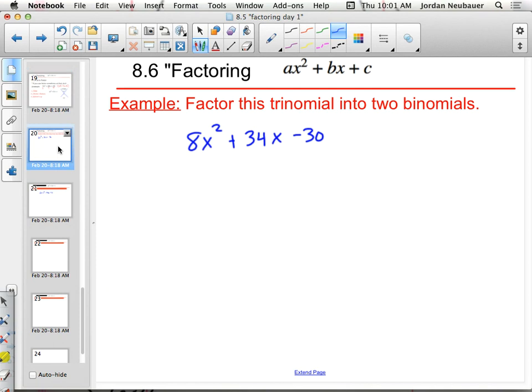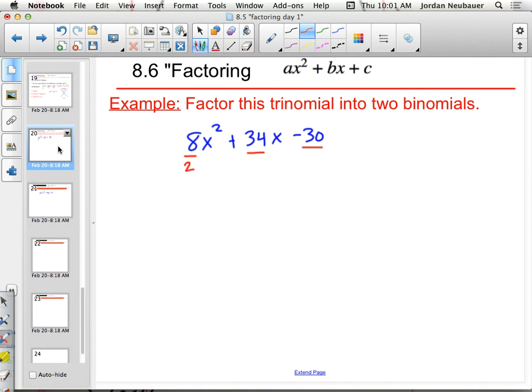So example number 1, factor this trinomial into 2 binomials. Think to yourselves, our coefficients, which is the number in front of the variable, are 8, 34, and 30. Since each of them are even numbers, I know that 2 must go in there. The other option that I think of initially is 4, but I don't think that 4 goes into 34 or 30 evenly. So I'm going to go with the number 2.